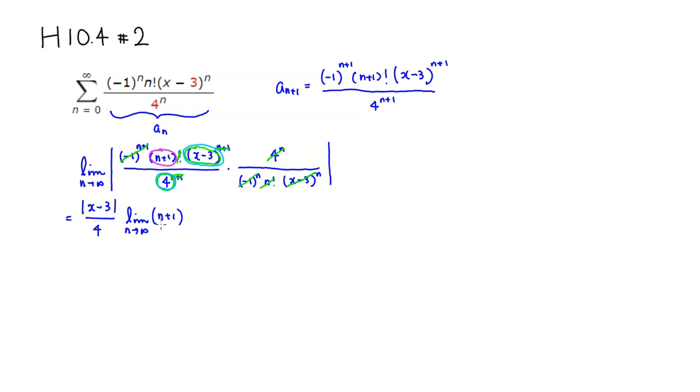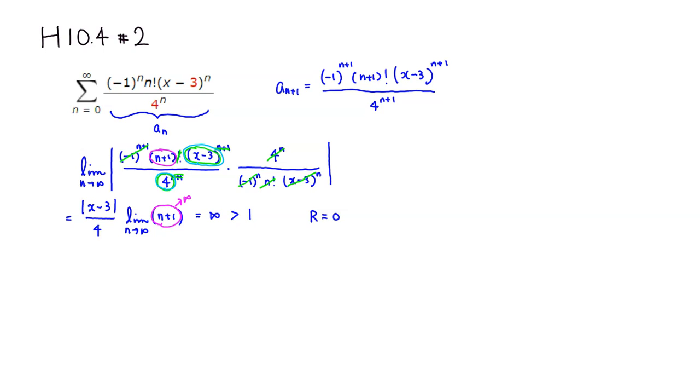You can see that this is definitely going to go to infinity, right? Which is always greater than 1, so this is always divergent. So the radius of convergence is going to be 0. The only value at which this can converge is x equals 3. If x equals 3, the whole term becomes 0, so the sum is going to be 0.